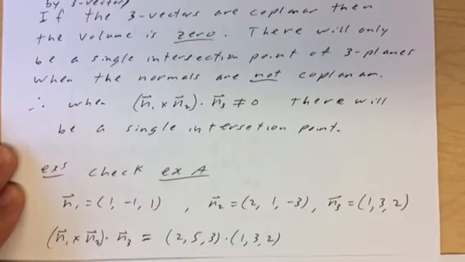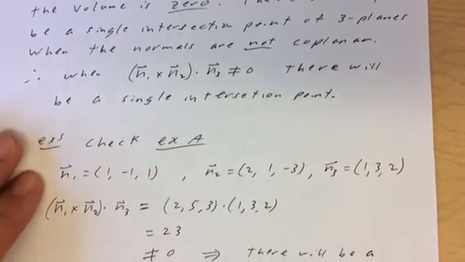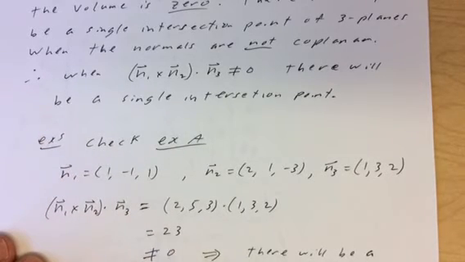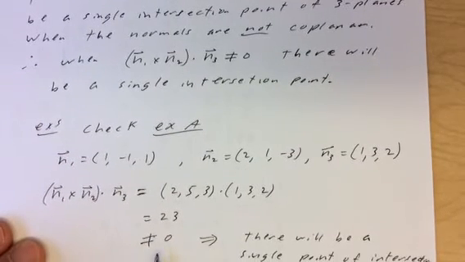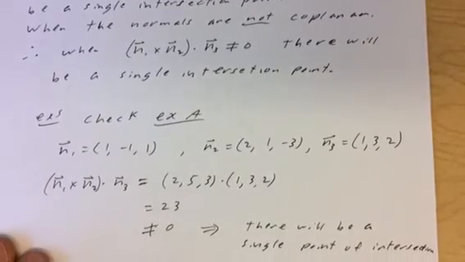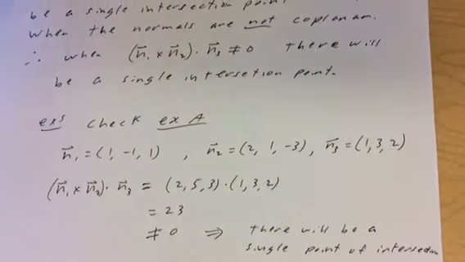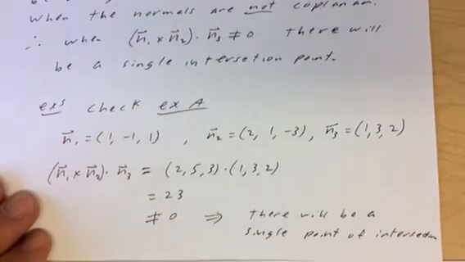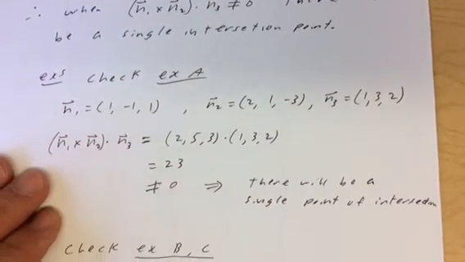If you do the triple scalar product with that, you end up getting 23, which is not equal to 0. And in that, we got a single intersection point, so this verifies that we were going to get a single intersection point. In the other examples, we got a line of intersection and no intersection. So for those ones, we should get a triple scalar product that is 0, because the normals should be coplanar. And that's actually the way I chose them.